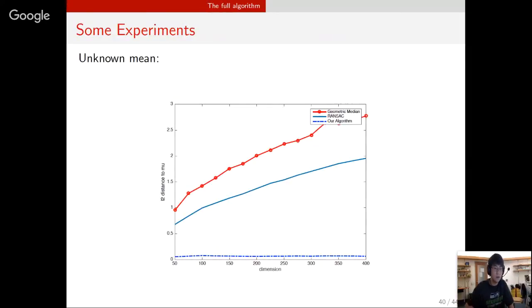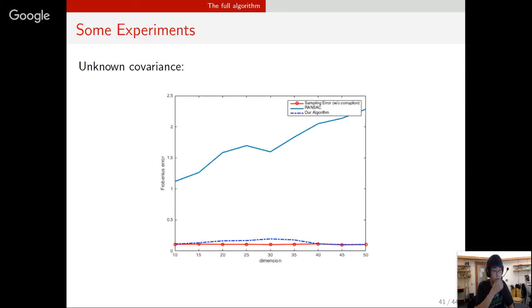All right, let me conclude with some experiments. These are experiments on synthetic data. What I did was I generated samples from a Gaussian with mean mu and variance identity. Then I corrupted a 0.1 fraction of them, and then I gave them to our algorithm and two popular alternatives, which are supposed to be robust, the geometric median and RANSAC. You can see I plotted the L2 distance to the true mean as a function of dimension. And these two really do diverge as dimension grows, but ours stays really flat. In fact, the constant factor here is really good. It's really close to 0.1. So our rate is almost optimal, which is really exciting.